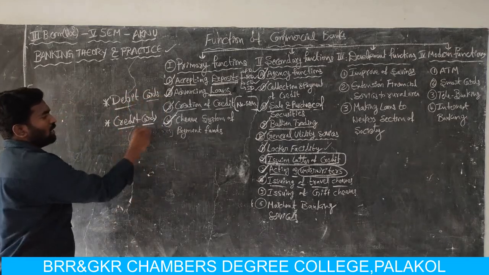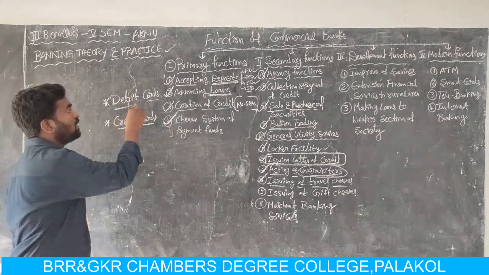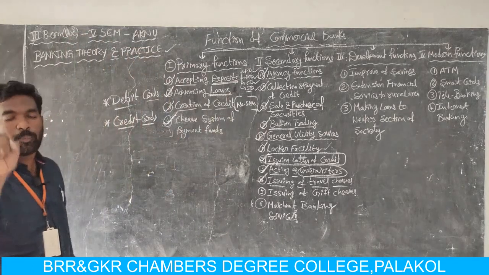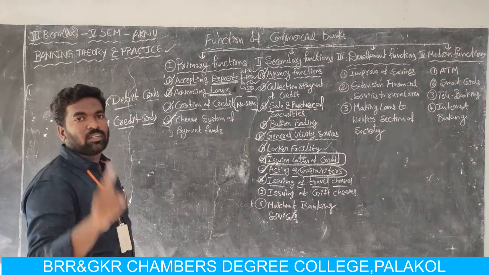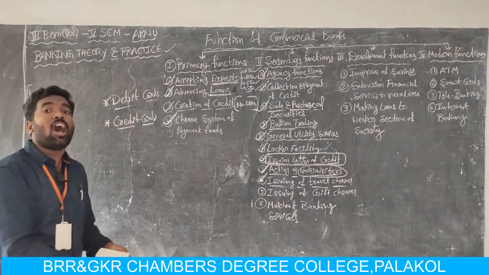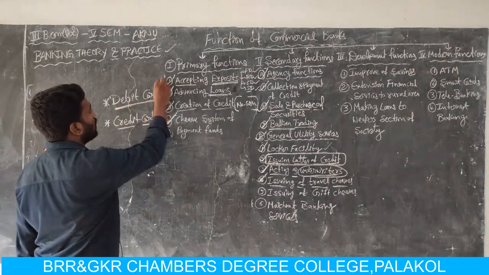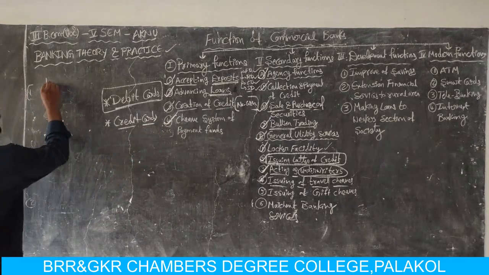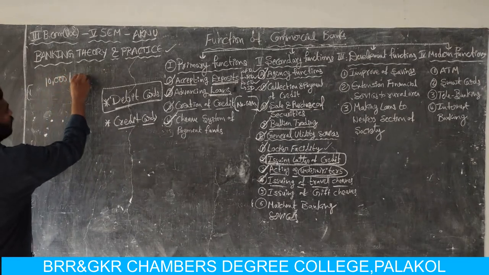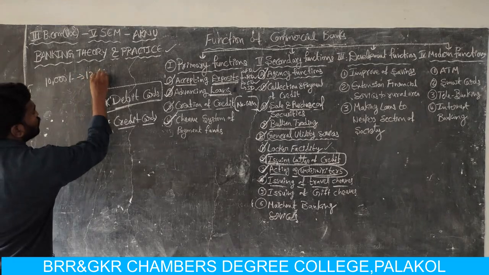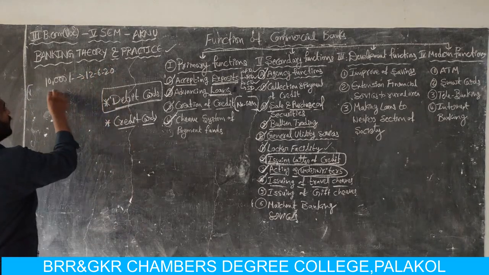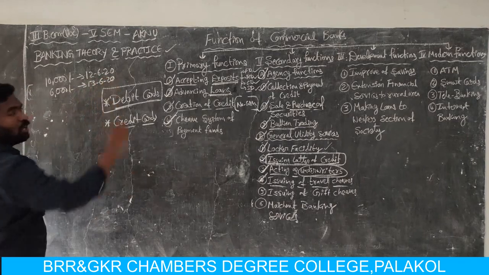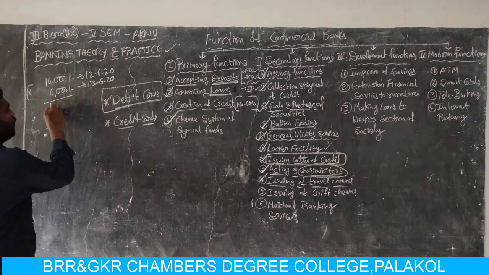What is a debit card? What is a credit card? Debit card means first you deposit cash in your account, and after that you use it. That is called a debit card. For example, you deposit 10,000 on 12th June 2020, then use 6,000 on 13/6/2020. So the remaining balance is 4,000.